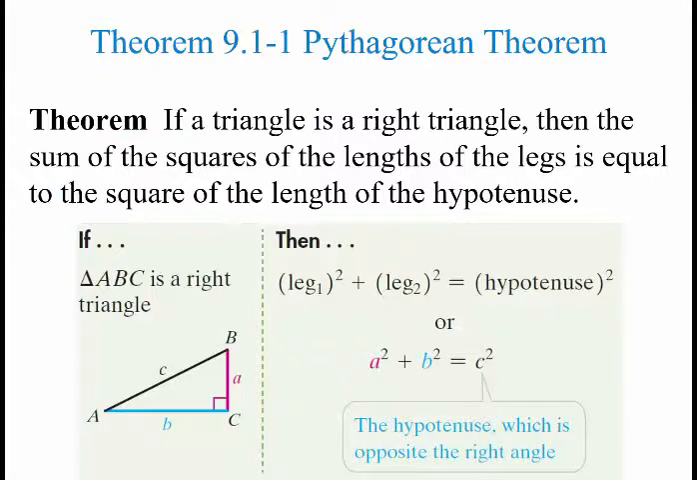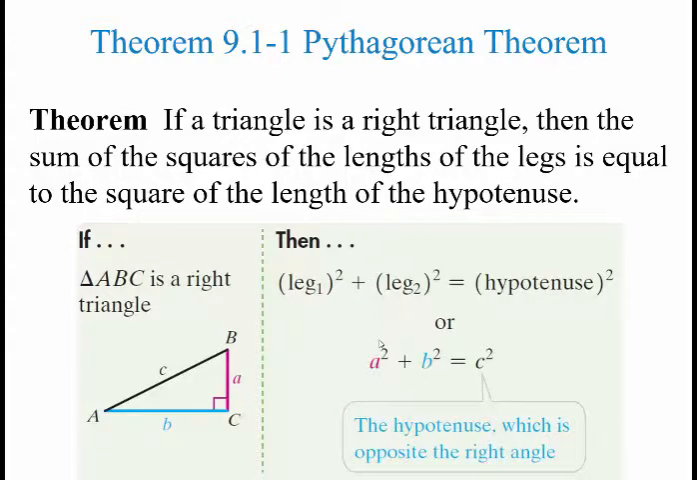So what is the Pythagorean theorem? It goes like this. If a triangle is a right triangle, so that means its largest angle is a 90-degree angle, then the sum of the squares of the lengths of the legs, so we have legs A and B here, is equal to the square of the length of the hypotenuse, which is C. So really, leg 1 squared plus leg 2 squared is equal to the hypotenuse squared.